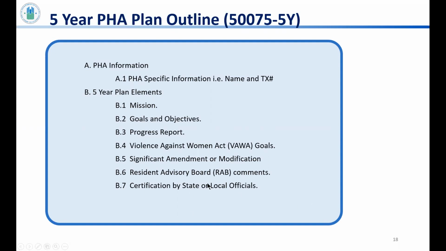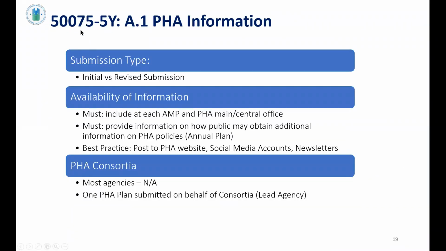So we'll be looking at these items. The specific information, well, let's go to the next slide. I believe it breaks it down a little bit more. Here we go. So it's 50075-5Y. It's a 5-year plan. The first section of the form that you submit is the submission type.